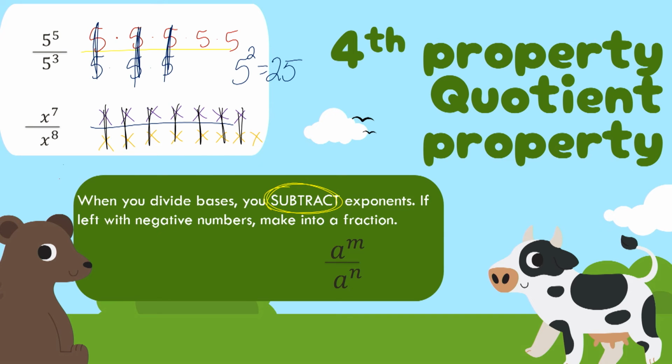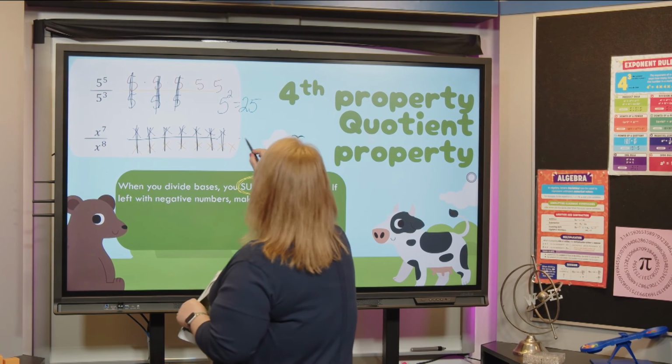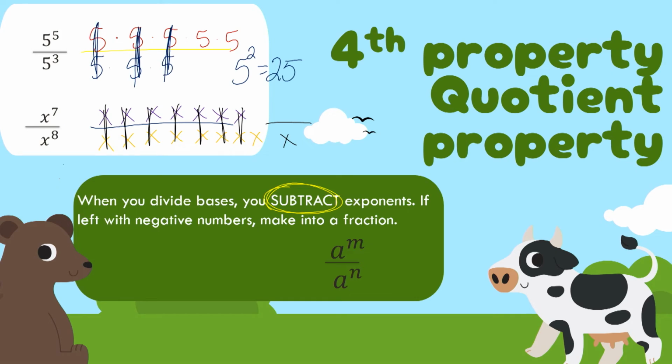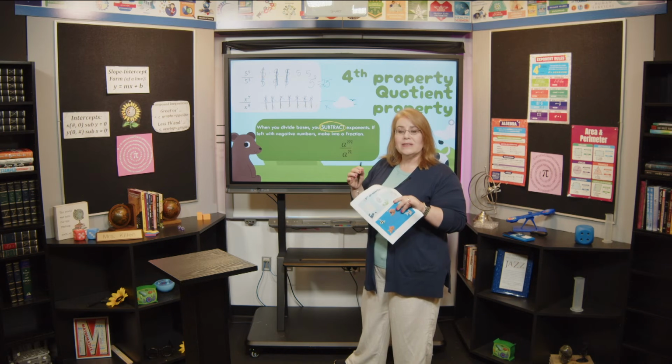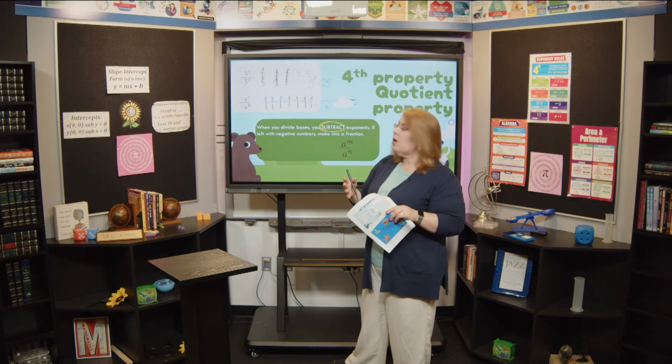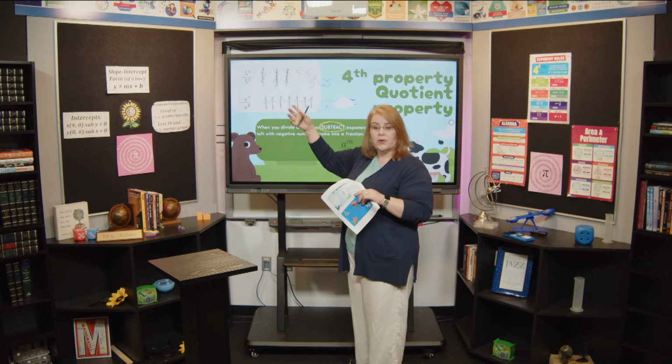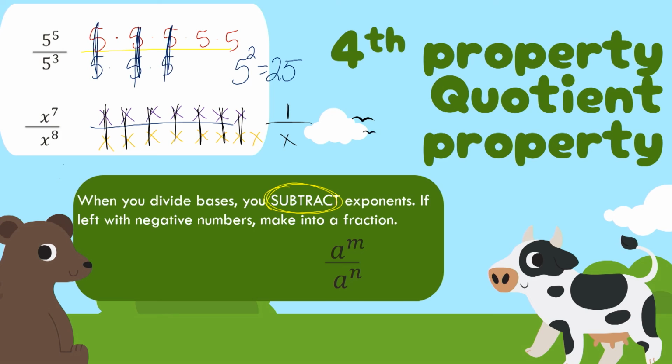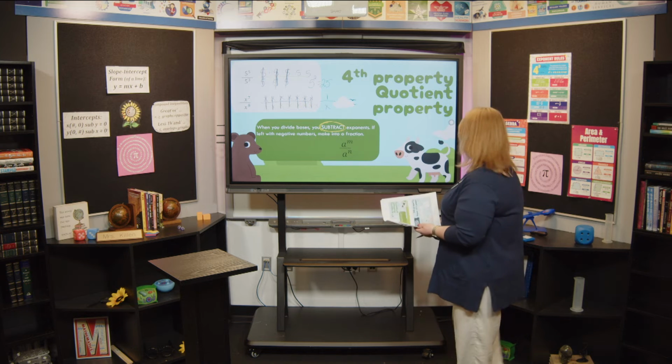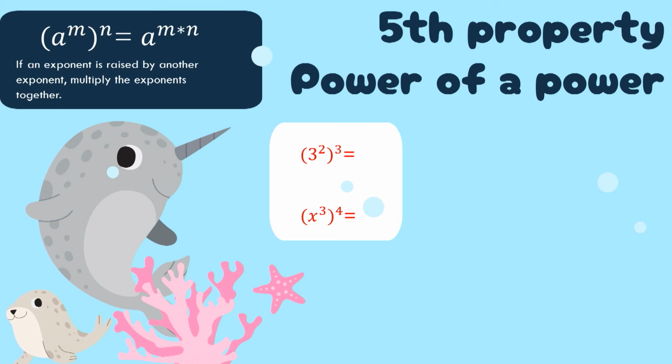All right, see if y'all came up with this. I have 1 left, but to make a fraction, I always have to have a numerator. Well, if I don't have an x to put up there, I can put a 1. So that's what I have left. I have 1x left on the bottom, so I'm left with 1 over x. And that is how we use that quotient property. Good job.